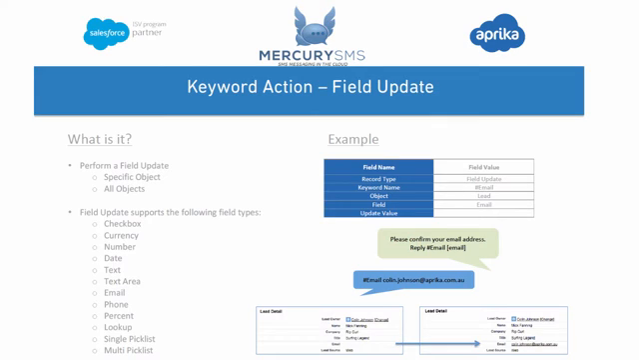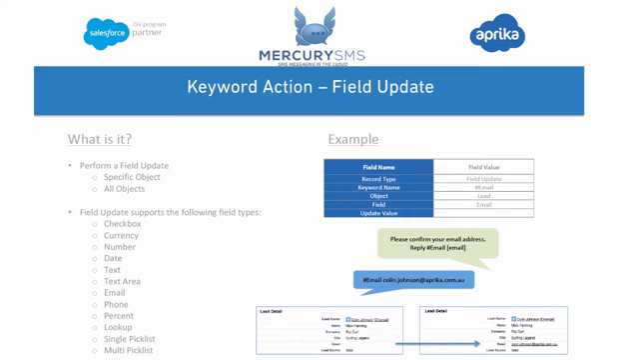There are a few things to be aware of, and these are all documented in the release notes, but in order for the field update keyword action to work, the Mercury SMS site guest user will need view and edit access of any field that you're wanting to perform a field update on. Other considerations to have in mind: validation rules, workflow rules, processes and triggers all run as usual when you're performing a field update, and these may prevent the update from occurring or trigger further actions based on the field being updated.